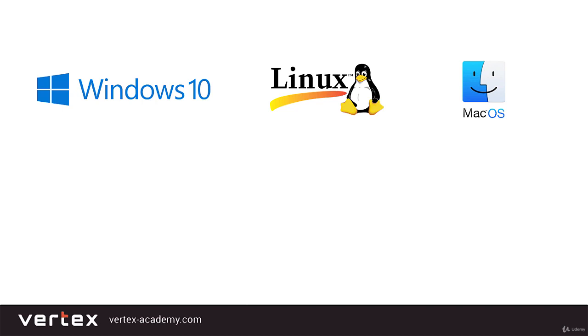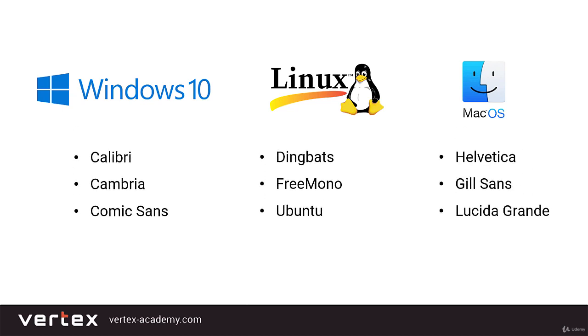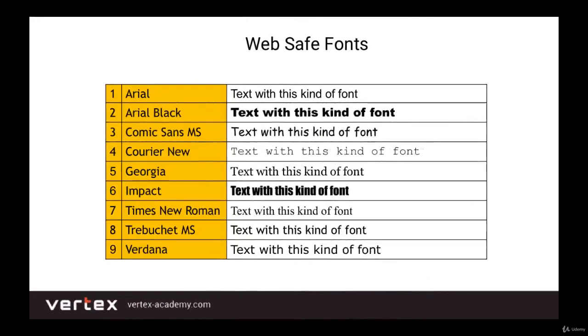And each operating system comes with its own set of fonts that don't necessarily include all the fonts present on another operating system. So for example, if you install Windows, you'll get a font called Calibri, which is not included on Mac OS. And vice versa, if you install Mac OS, you're going to get a font called Helvetica, which doesn't come with Windows. So this is why the term safe fonts occurred.